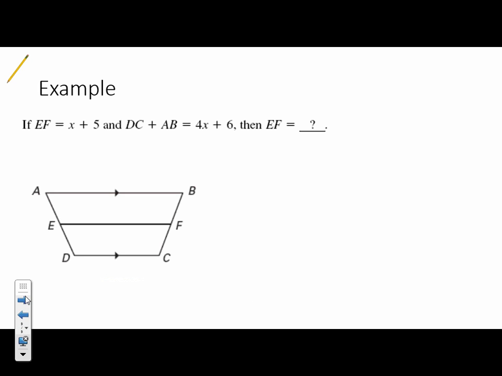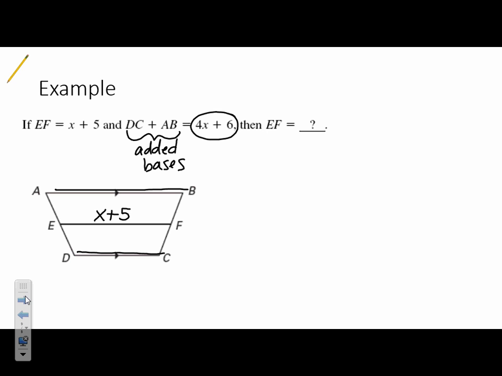What do we do when we have algebra in there? I would get this one in my notes. Algebra is a little bit tough when you start throwing some letters on there. Okay, same trapezoid. E to F is x plus 5. DC plus AB, so adding the bases already, because DC is a base, AB is a base. When they've been added together, it equals this. We need to find out how far it is or how long it is from E to F.